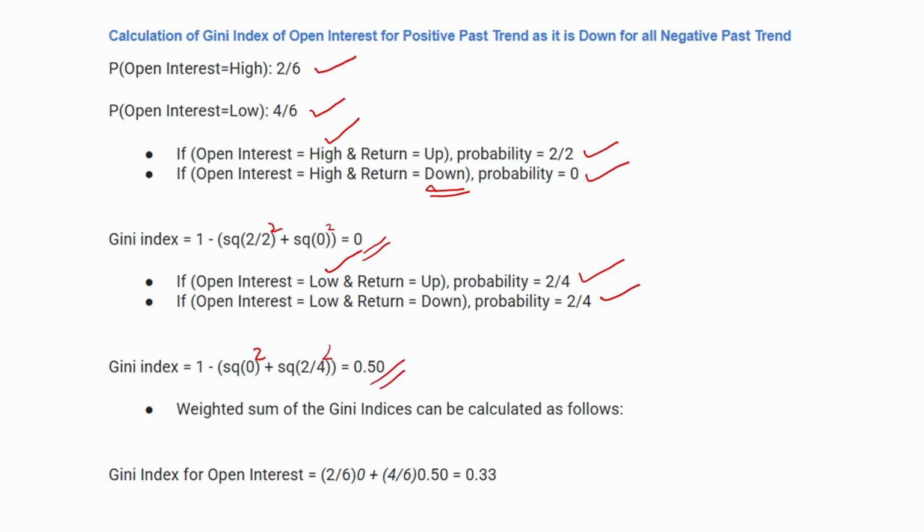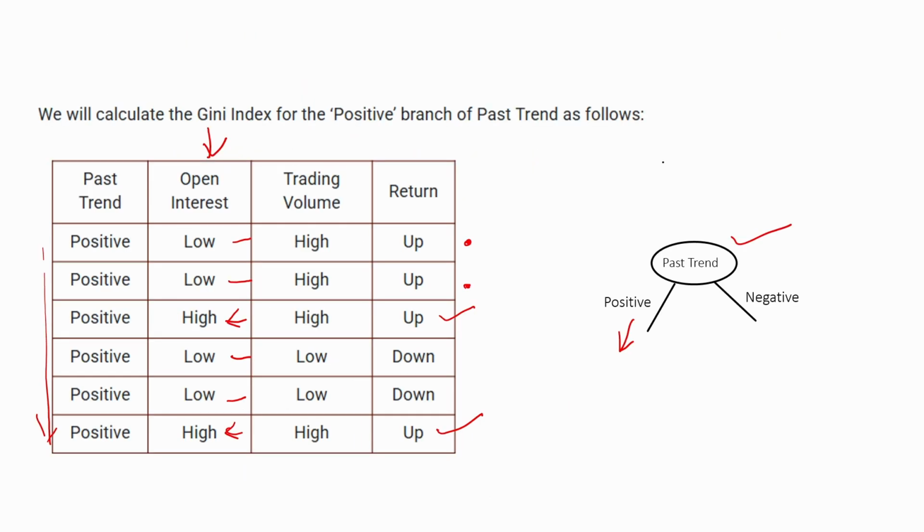There are no more entries, and we have considered both open interest high and low. Now you have to take the weighted sum. The weighted sum is 2 by 6 into the first Gini index, which is 0, plus 4 by 6 into the Gini index corresponding to that, which is 0.5. So you are getting it as 0.33. So for the past trend, open interest we have found.